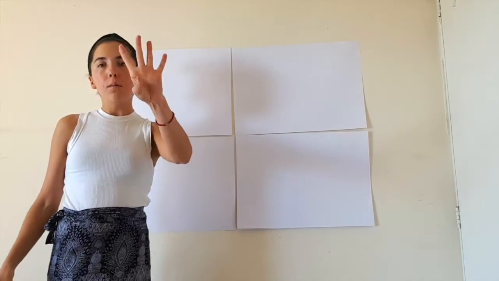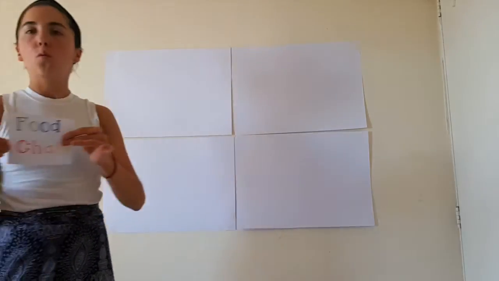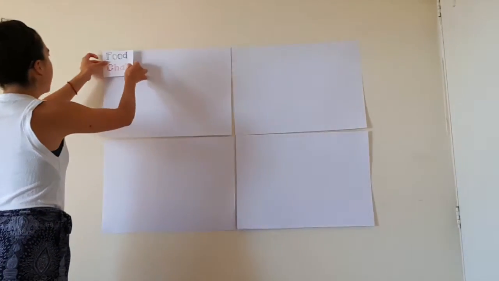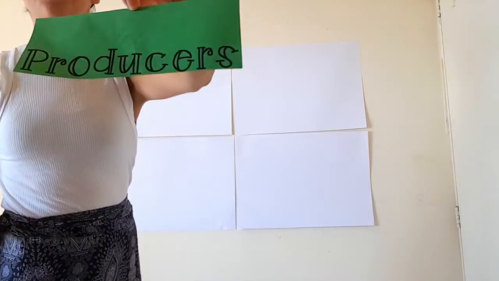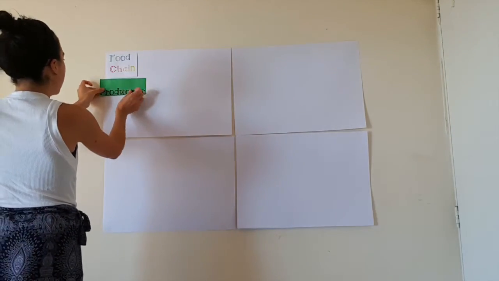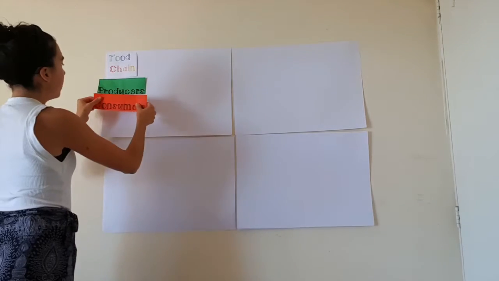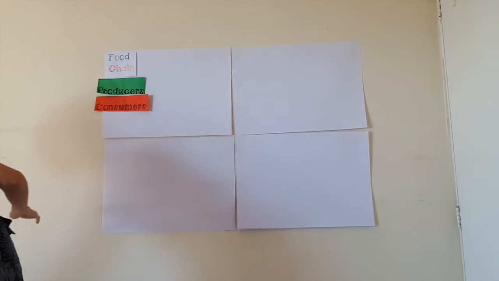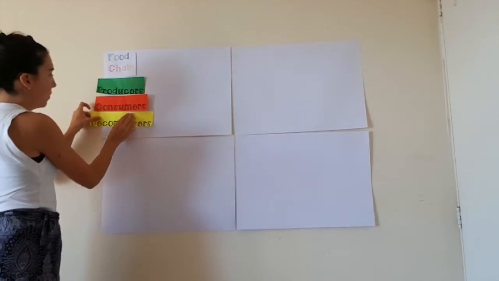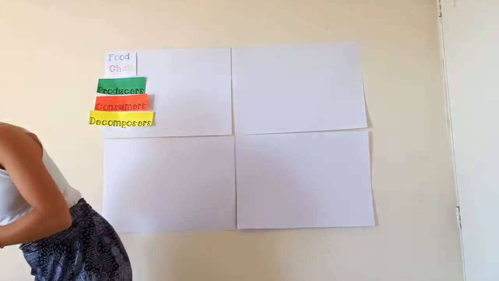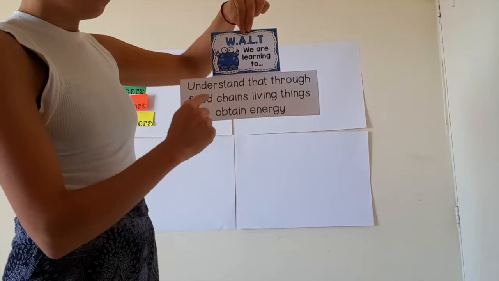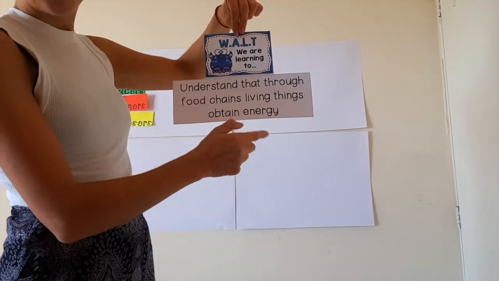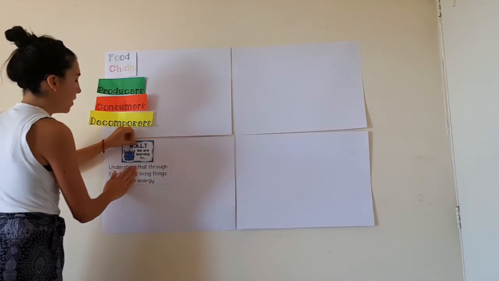Let's remember a little bit what we talked about. We talked about four main concepts. The first one was food chain. Then we talked about producers, consumers, and decomposers. So today's objective is to understand that through food chains, living things obtain energy. We're going to keep this in mind.